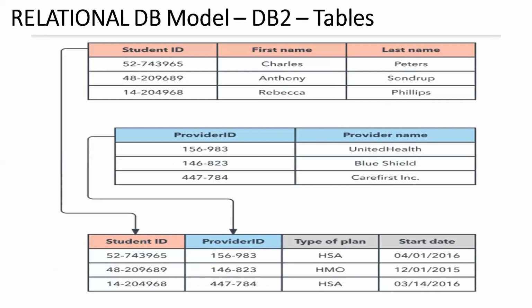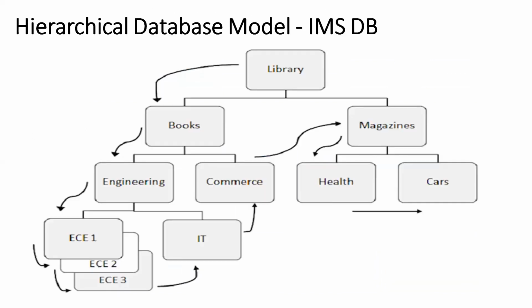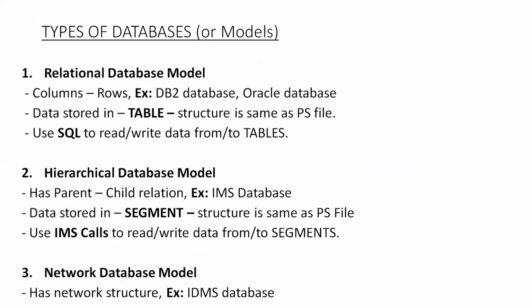In DB2 we have columns and rows, right? The data is distributed between columns and rows. Here you can see parent and child. In DB2 we use SQL, right? Here in IMS we use IMS calls. So we have a basic IMS call structure. We need to code it and give the call to this IMS database. Then only we get access, meaning we can get the data.